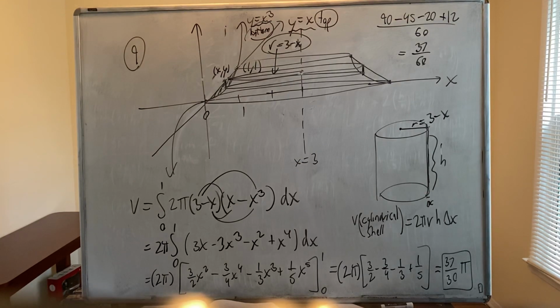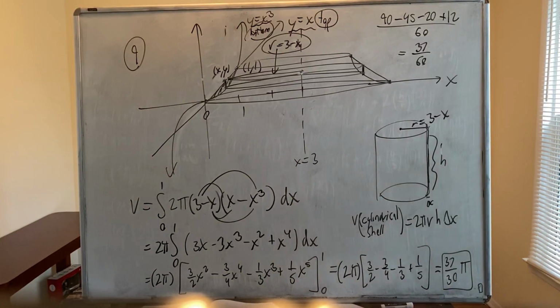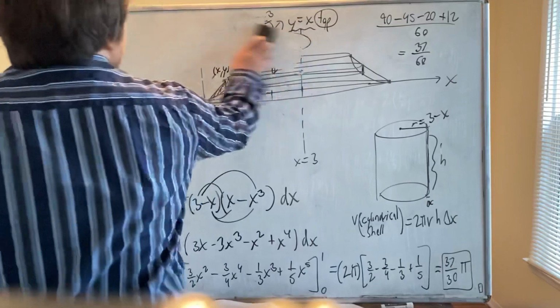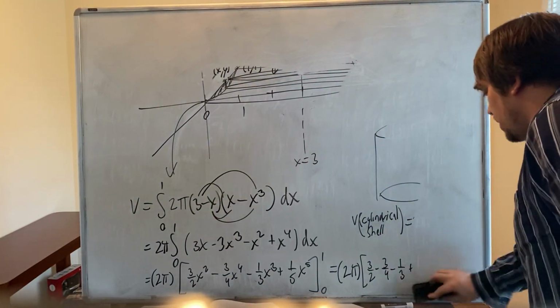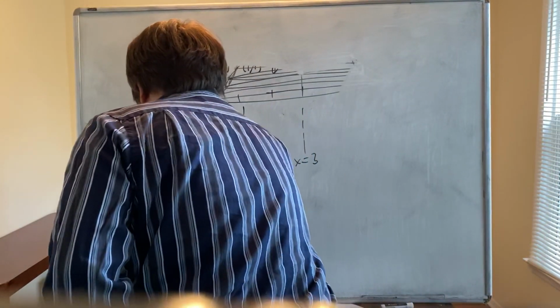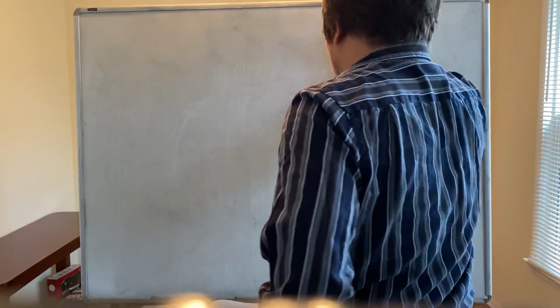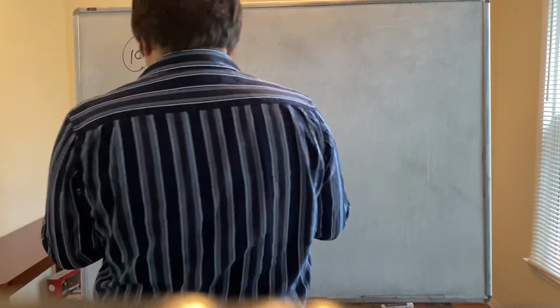That's number 9. We used the method of cylindrical shells for this problem. Number 10 is to differentiate the function.